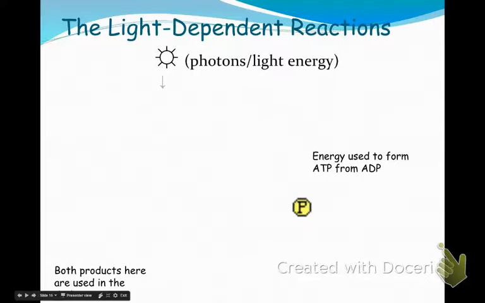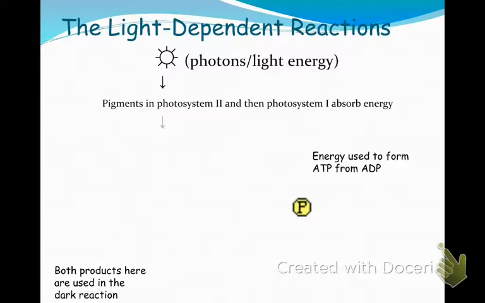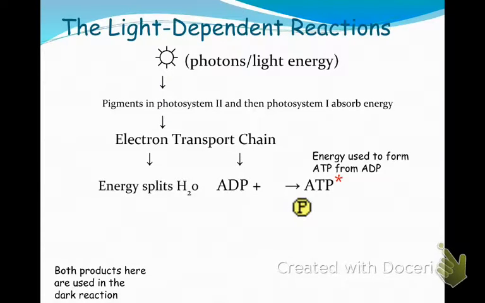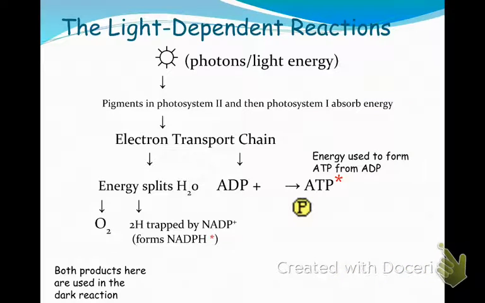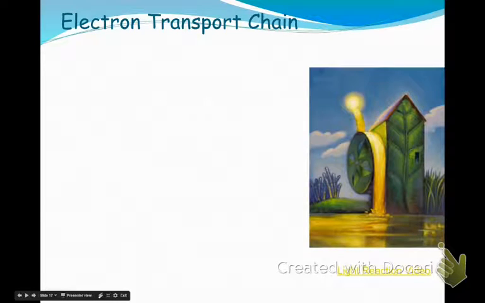So here's a nice picture. Electron transport chain, energy splits, and what this really isn't showing here is that it actually goes through photosystem 2 and then photosystem 1, and it's in photosystem 2 where the water is split. But both the NADPH, see the little red star, and the ATP, both are used in the dark reactions.